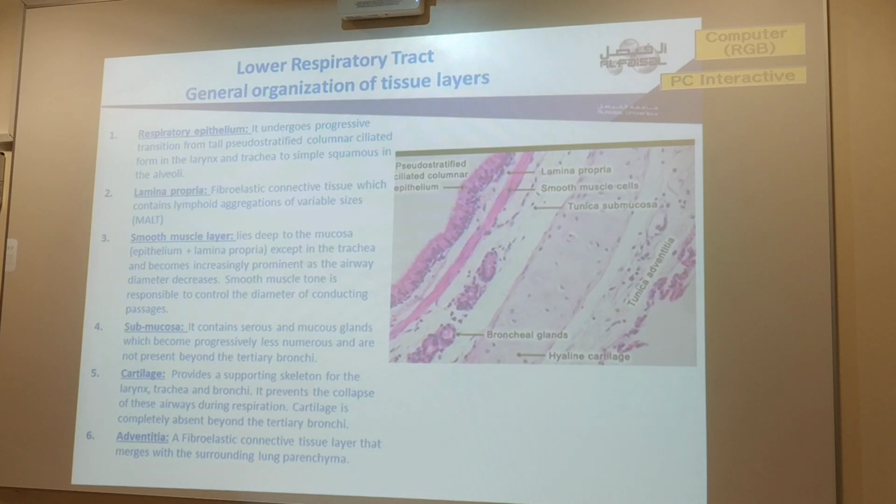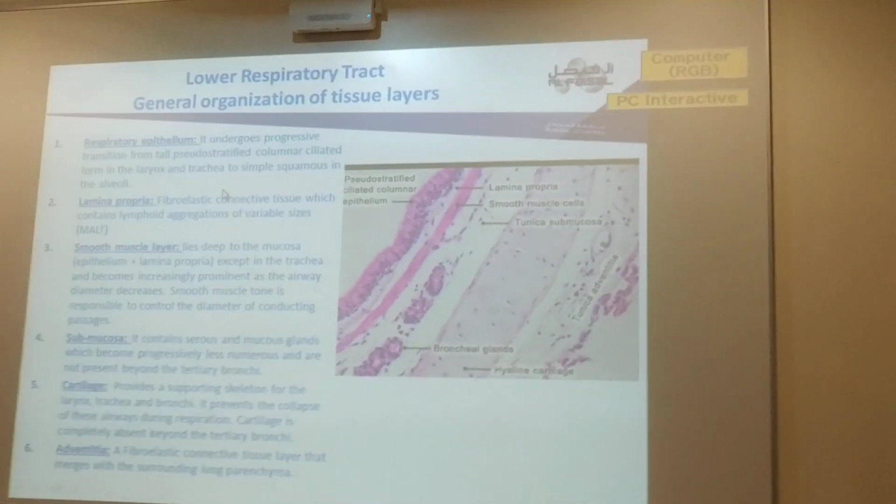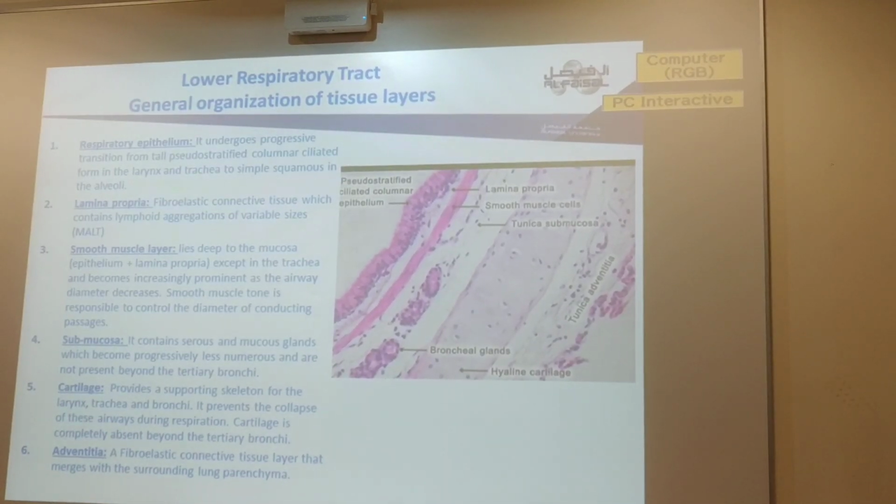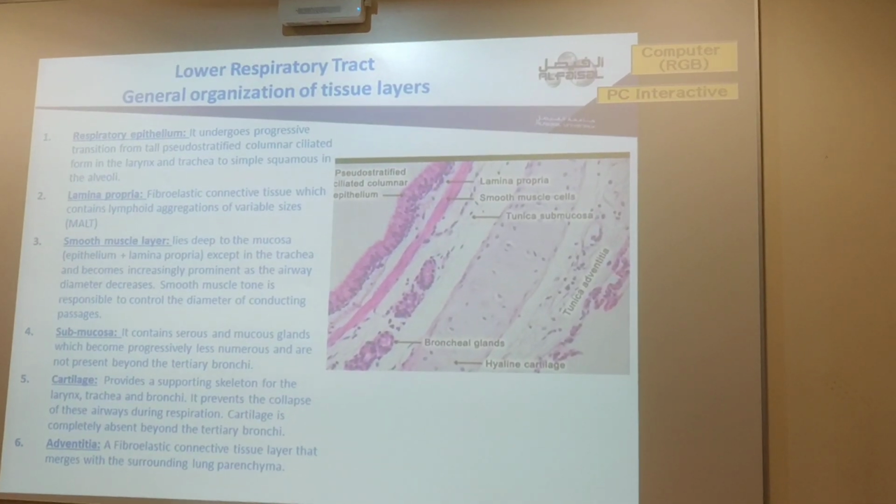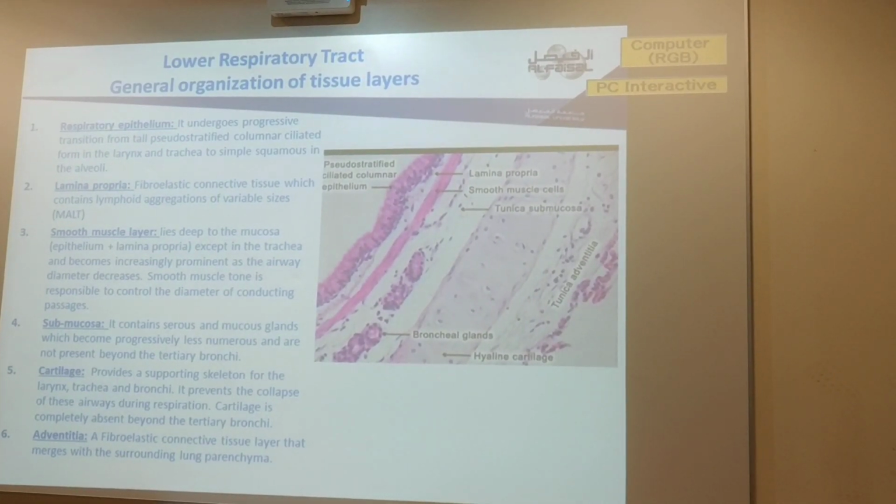So this thinning effect will have to be at the cost of some change. It undergoes progressive transition. It starts from tall pseudostratified columnar, short cell, tall cell, short, tall. A time will come when this pseudostratification will be lost and all cells will be columnar. There will be no pseudostratification. The name of the epithelium will change from pseudostratified to simple columnar. Then cilia: a time will come when there are no cilia. It will remain only simple columnar. Simple columnar will become simple cuboidal. Simple cuboidal will become squamous. This is a progressive change from above down.